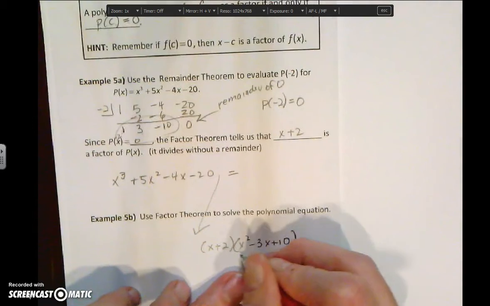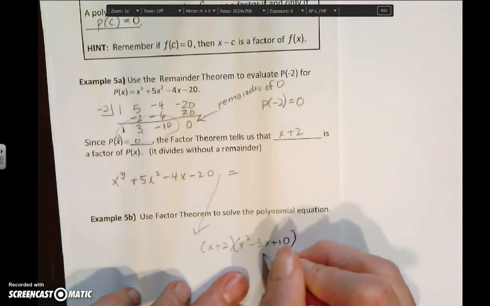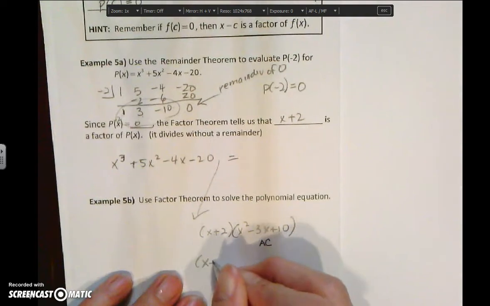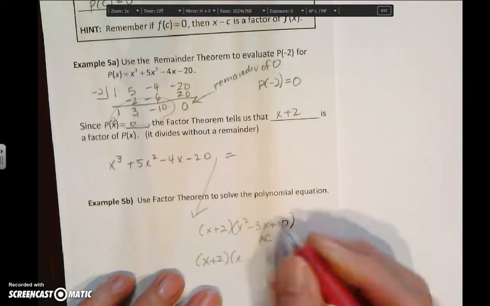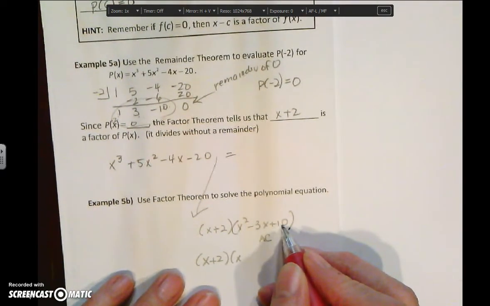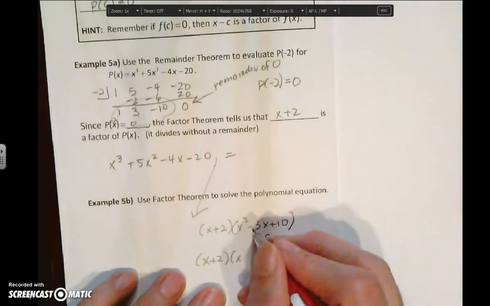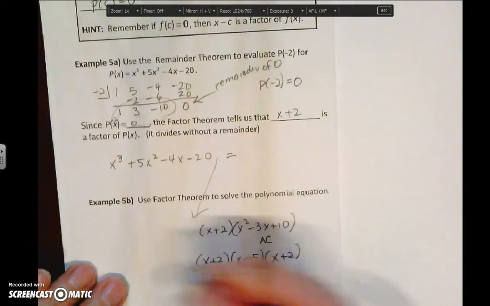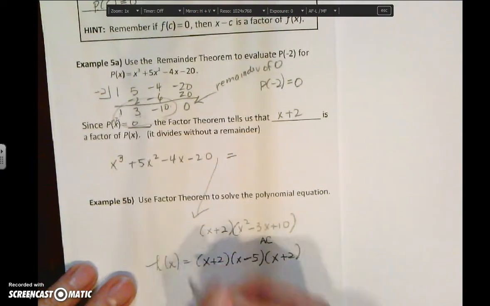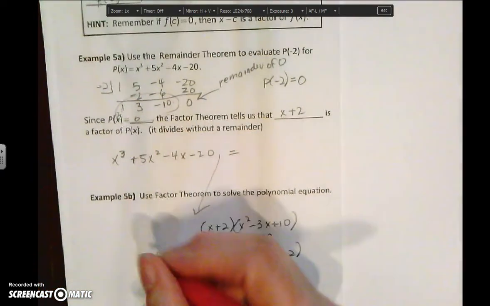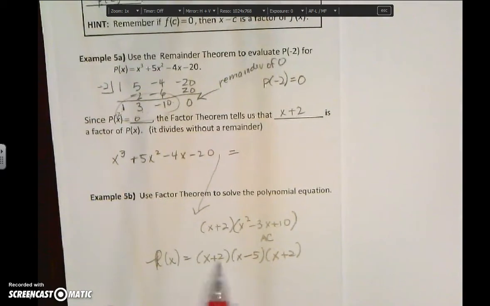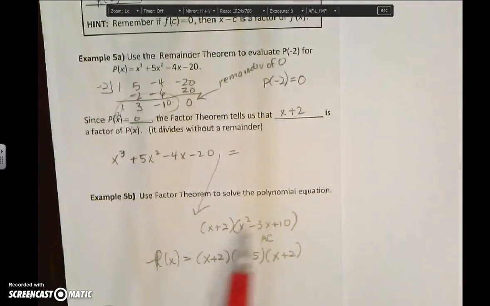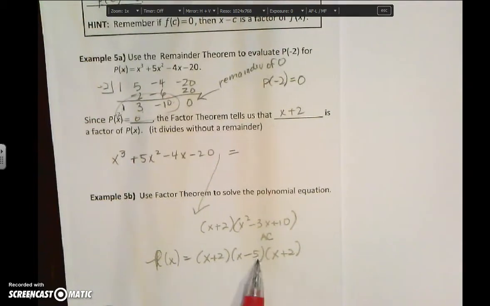Now we can look at this 3-term thing and use the AC method on it and come up with x plus 2 times x, let's see, two numbers that multiply to be 10 will be 5 and 2. This is a minus, so minus 5 and x plus 2. So we can say p of x in factored form is this. So division to get the first factor, and then the AC method to get the last two factors.